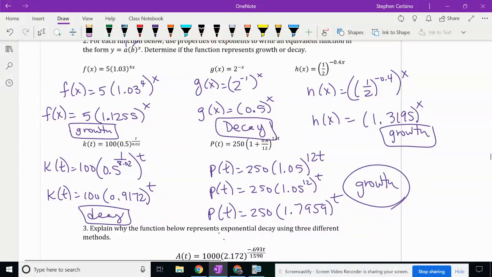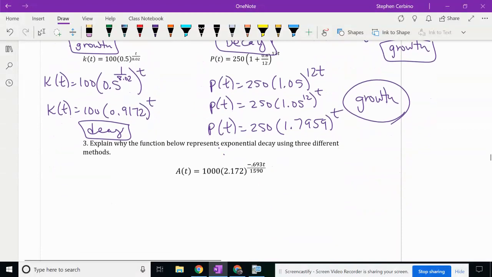Explain why the function below represents an exponential decay function using 3 different methods. Holy smokes, what are our 3 methods? What's one of them, Oliver? Algebraic. Algebraic, so the same process we just did above. What's another one? How else could I determine if something's decay or not?